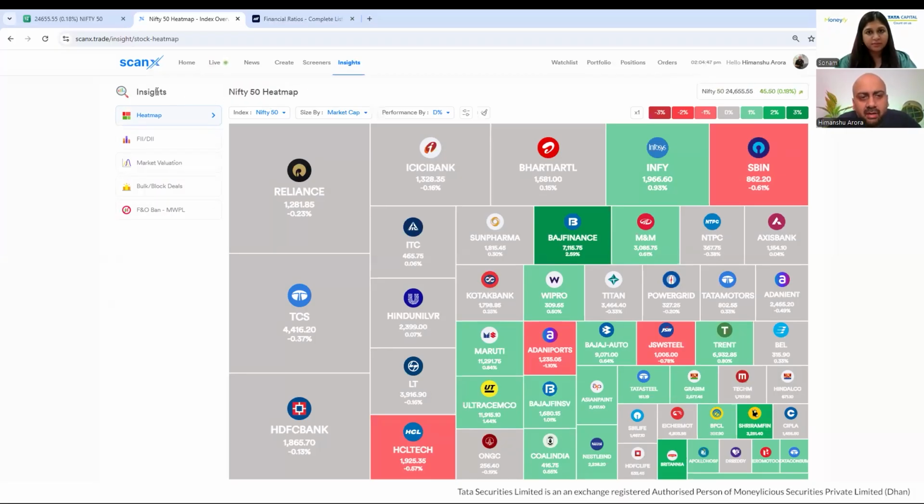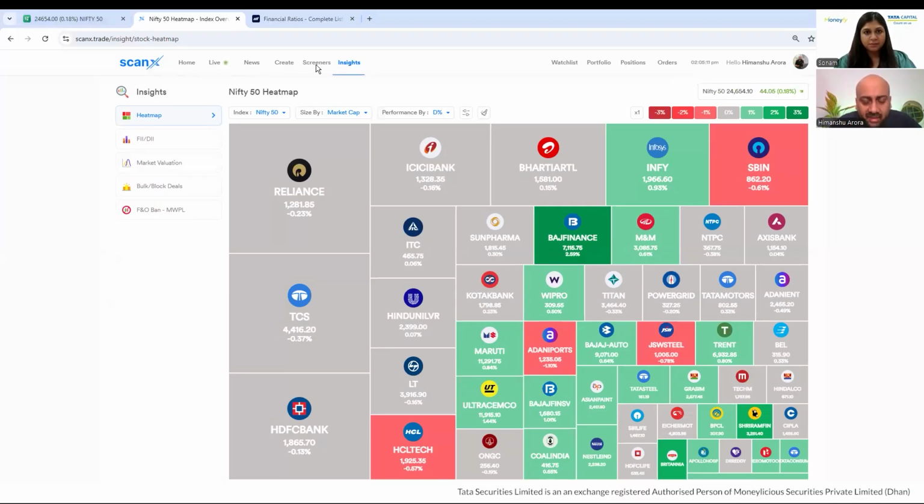For example, for a beginner like me who started his journey around 17 years ago, at that point in time we used to struggle finding all these kinds of scanners. Even if I know that, let us say, whenever the 50 period EMA crosses above the 200 period EMA, it's a buy signal, hypothetically, now I need to find out all the stocks which are following this criteria.